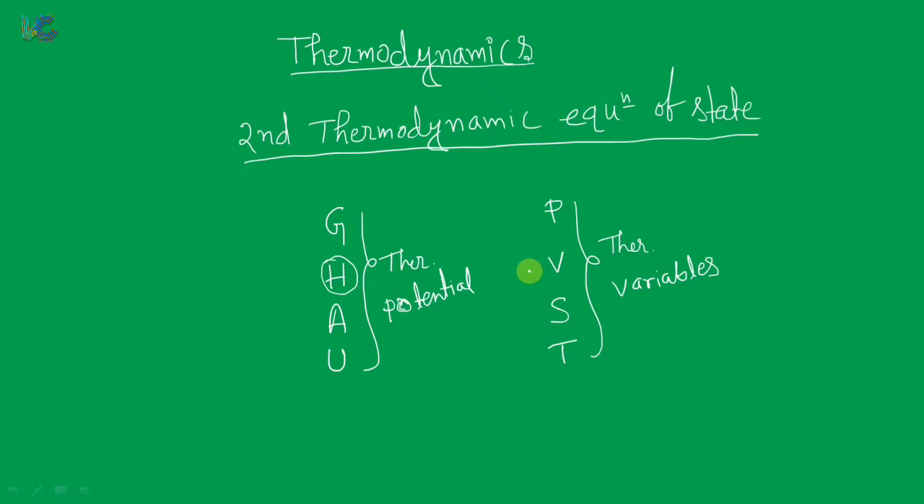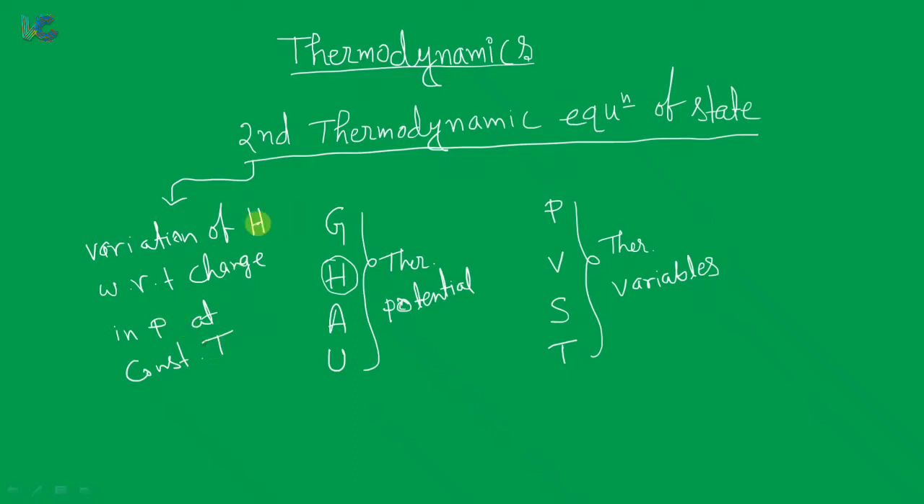So from the second thermodynamic equation of state, what we generally want to measure is the variation of enthalpy, that means the change in enthalpy H with respect to change in pressure at constant temperature.